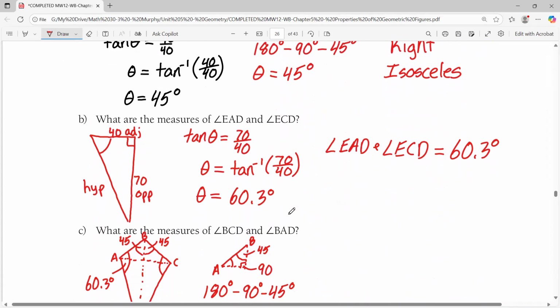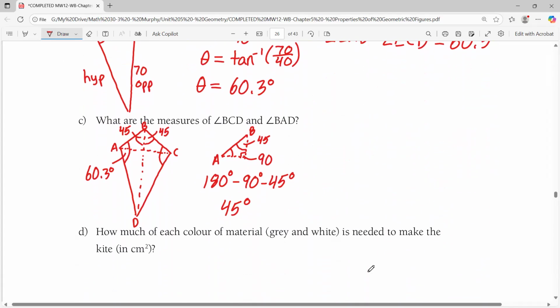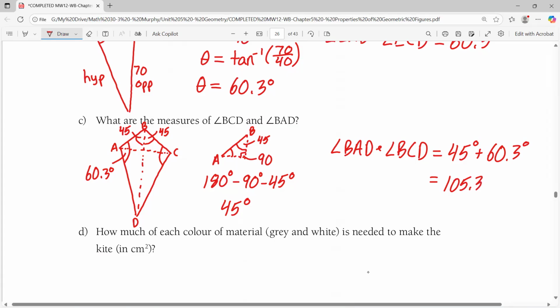Okay. And I'm just showing you again where it's all coming from. So then therefore that angle equals 45 plus 60.3. So our answer is 105.3 degrees for both.